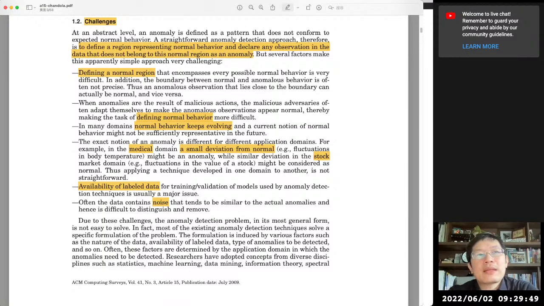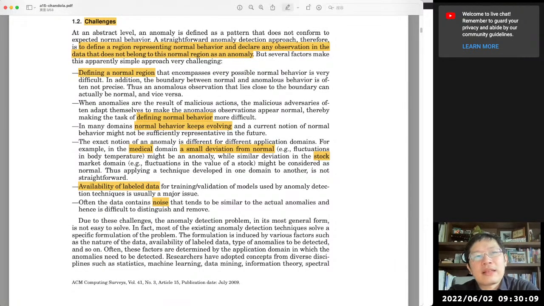OK, the next one is availability of labeled data, which means when we do training or validation or testing, especially training and validation, maybe we don't have correct labels or even we don't have labeled data available. So it is very difficult for us to do the further analysis.